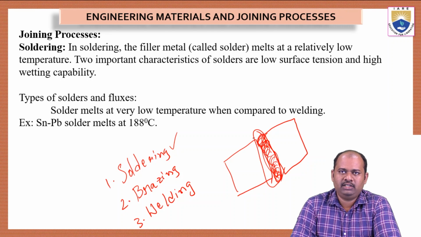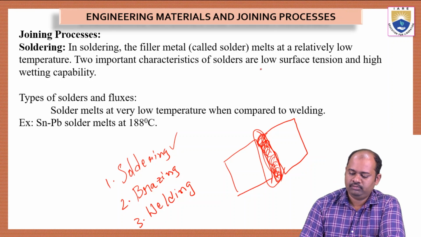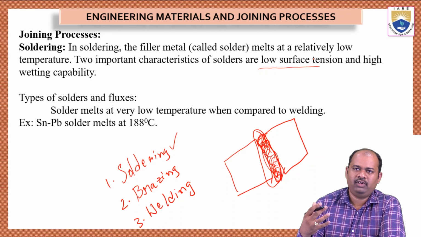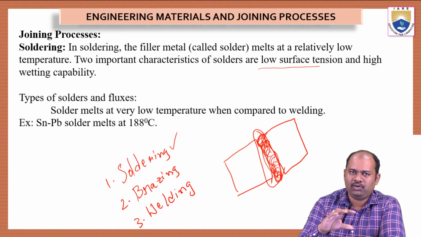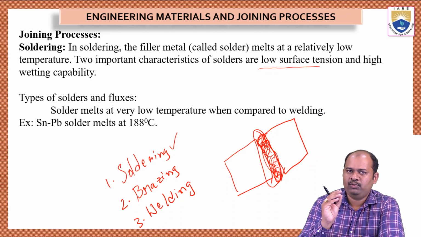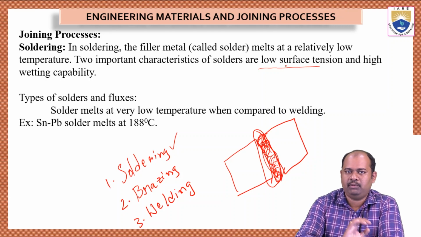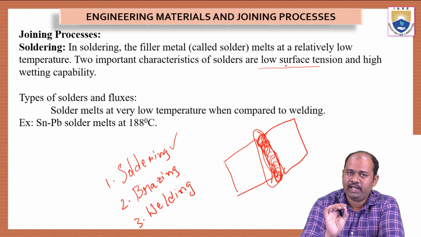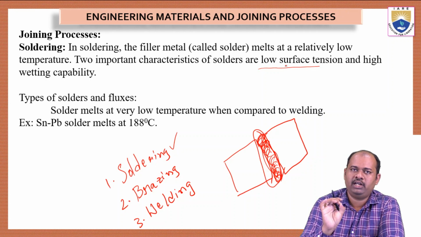Two important characteristics of solders are low surface tension and high wetting capability. Soldering is generally used for objects that are very small, like electronic circuits or printed circuit boards. Small capacitors and the like are joined with the help of soldering. Because soldering forms a very weak joint, the solder material should have low surface tension and high wetting capability. These are the two characteristics required for a soldering material.